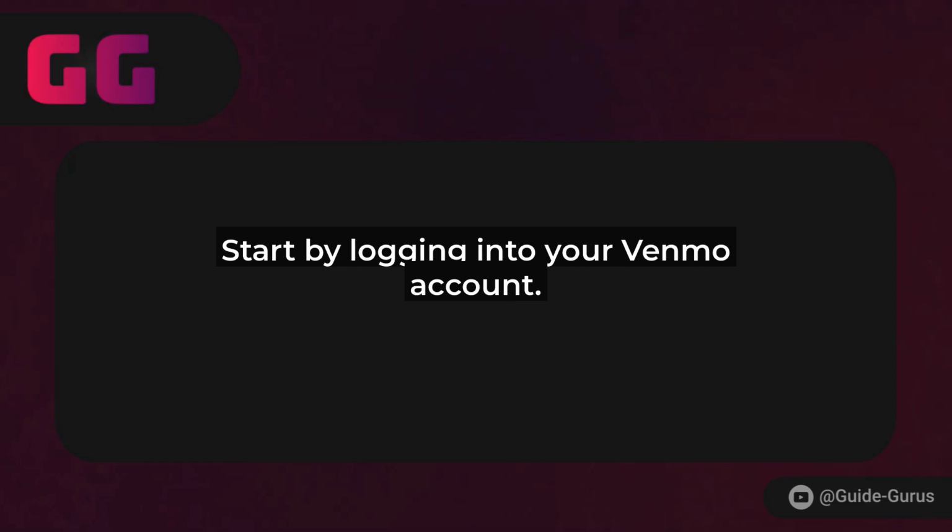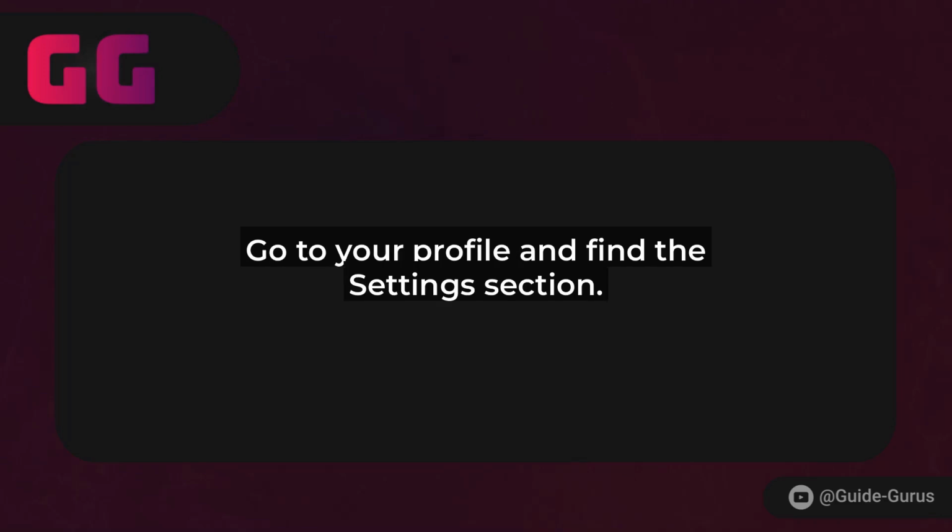Let's dive right in. First things first, make sure you're logged into your Venmo app or website. If you haven't updated the app lately, go ahead and do that now. Venmo's 2025 version has some slick new features that make this even simpler. Once you're in, head over to your profile. You can find this by tapping the icon in the top corner that looks like a person or your initials.